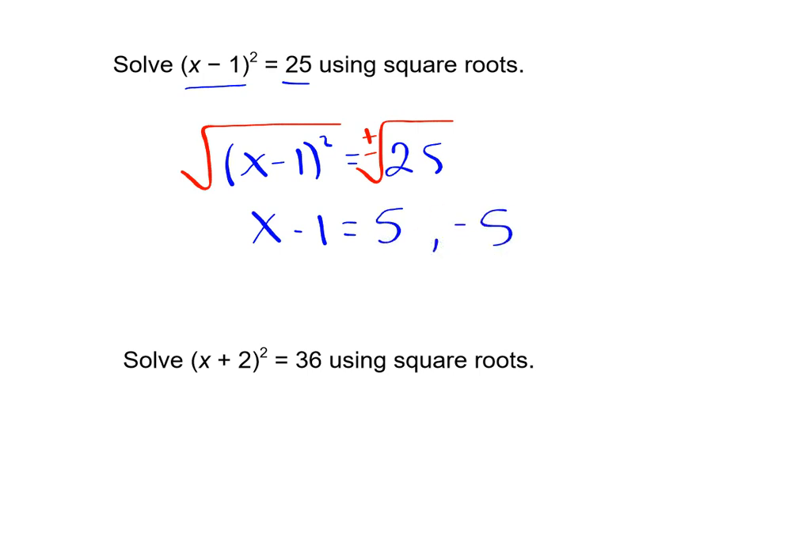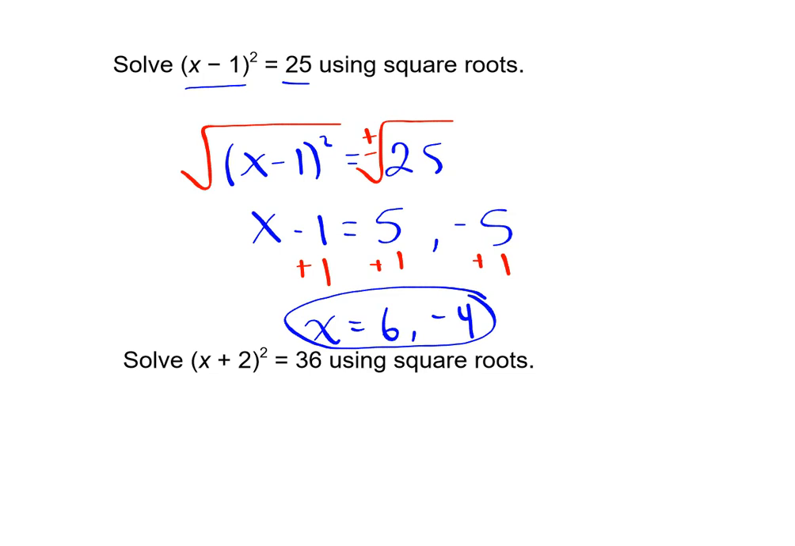Now you'll notice this time that x is not alone yet, so we have to do a little bit more work, and that is that we need to add 1 to both sides. But over here on the right side, there were 2 numbers. We're just going to add 1 to both of them. So we get x is equal to 6 and negative 4. You'll notice that our answers are no longer opposites, and that's okay. They don't have to be opposites.